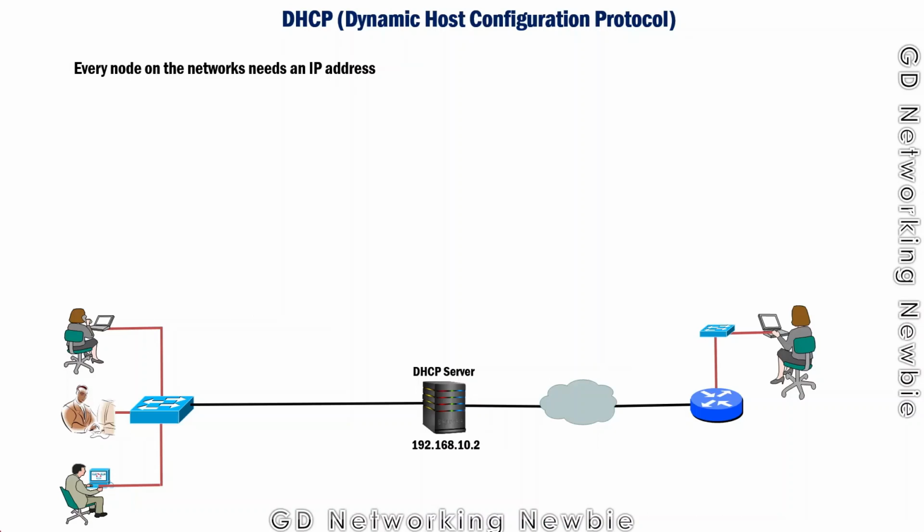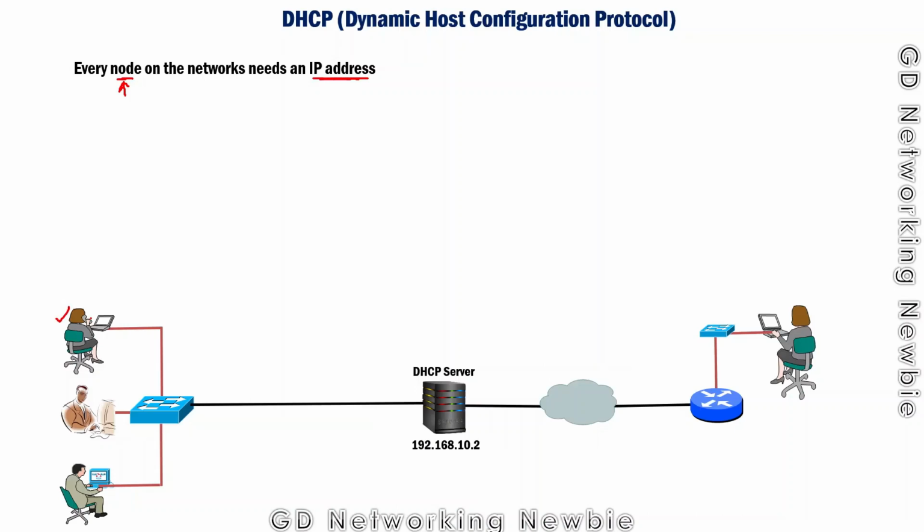We need this protocol because every node, for example a computer, a mobile handset, or a tablet, on the network needs an IP address. If there is no IP address, they cannot create a network, they cannot use the internet, and they cannot use the network resources.